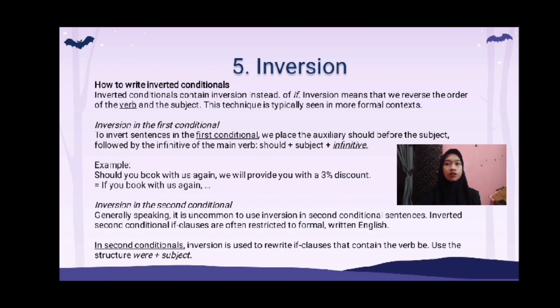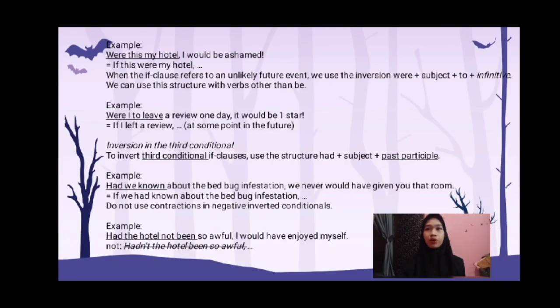Second, inversion with the second conditional. Generally speaking, it is uncommon to use inversion in second conditional sentences. Inverted second conditional if clauses are often restricted to formal written English. In the second conditional, inversion is used to rewrite if clauses that use the verb be. Use the structure were plus subject. For example, were this my hotel, I would be ashamed. Meaning: if this were my hotel.